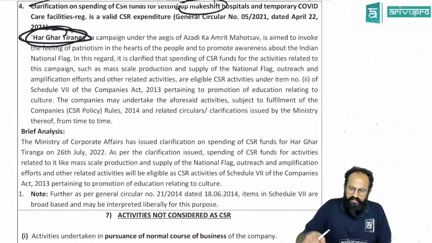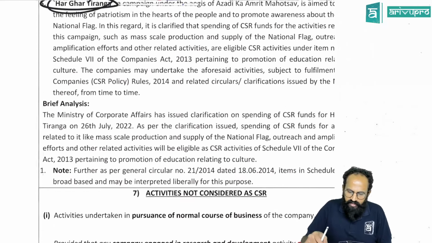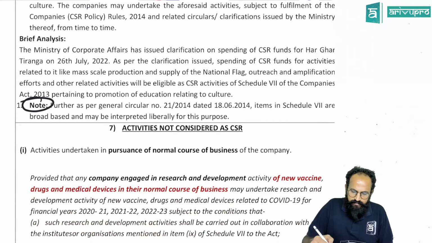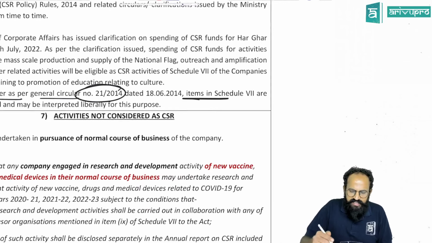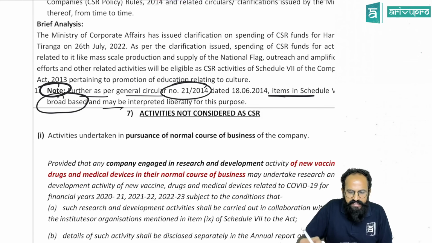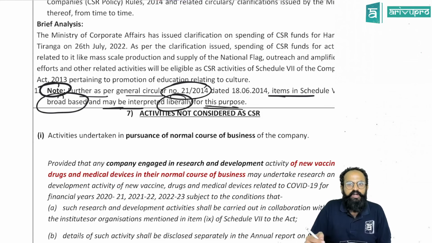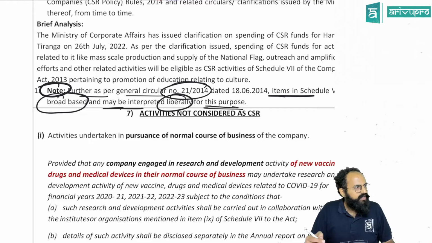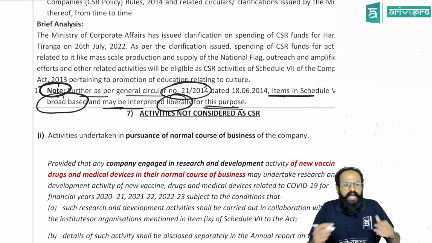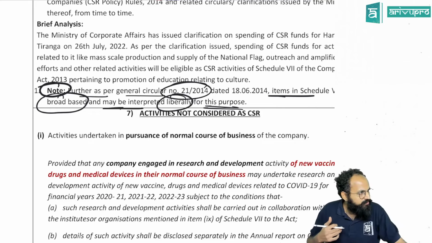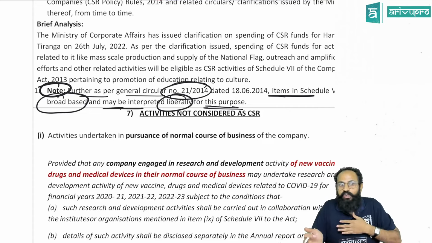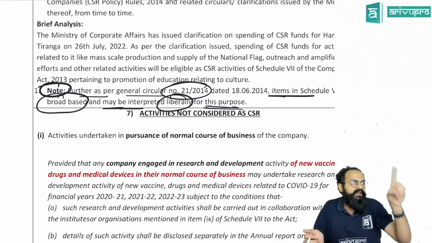Now, people, see here in your book, there will be something called probably the fifth point. This note says, as per the general circular given in 2014, items in Schedule 7 are broad based and may be interpreted liberally for this purpose. What do you mean by that, people? Whatever is given in Schedule 7, those items are to be considered liberally. Meaning, I'm not telling you to spend only on those items. If you want, you can spend money on any other thing also. I cannot say only Schedule 7 items are eligible for CSR.